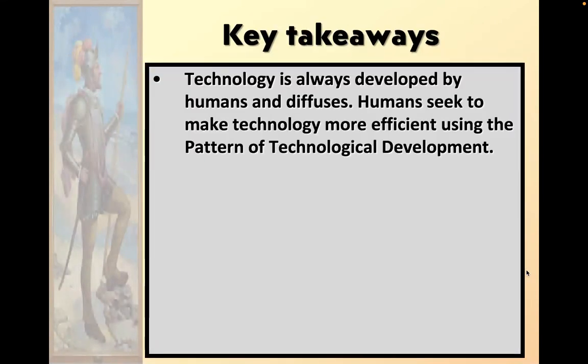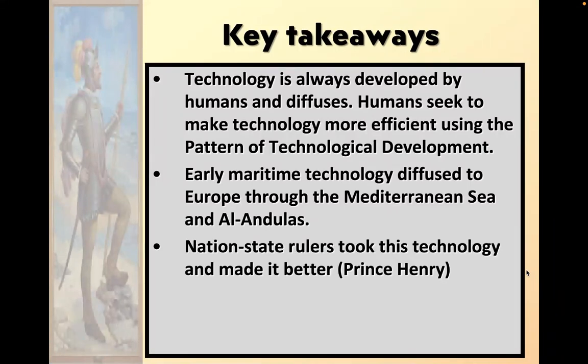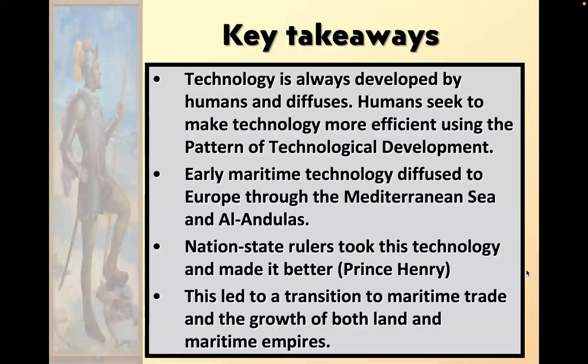So, key takeaways: technology is always developed by humans and diffuses. Humans seek to make this technology more efficient using the pattern of technological development, meaning that they take old technology and make it better. That early maritime technology diffused from the Indian Ocean system to Europe through the Mediterranean Sea and Al-Andalus, and nation state rulers took this technology and made it better, leading to the transition to maritime trade and the growth of both land and maritime empires.